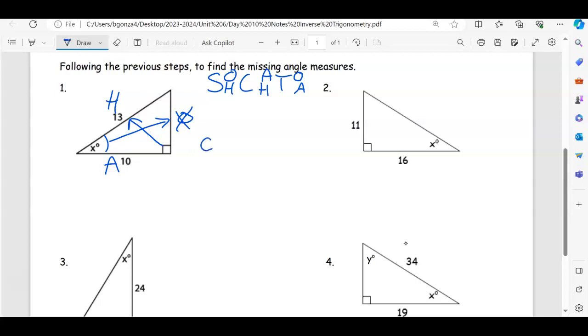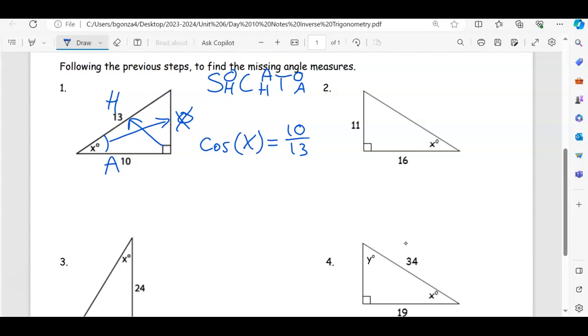So we're going to write cosine, parentheses, and my angle that I started at, again, is missing. So it's cosine x equals, and then A over H, 10 over 13. Okay, now look, I'm telling you the shortcut to do this. Ready? You don't have to do it the way I did it last time, the long way.